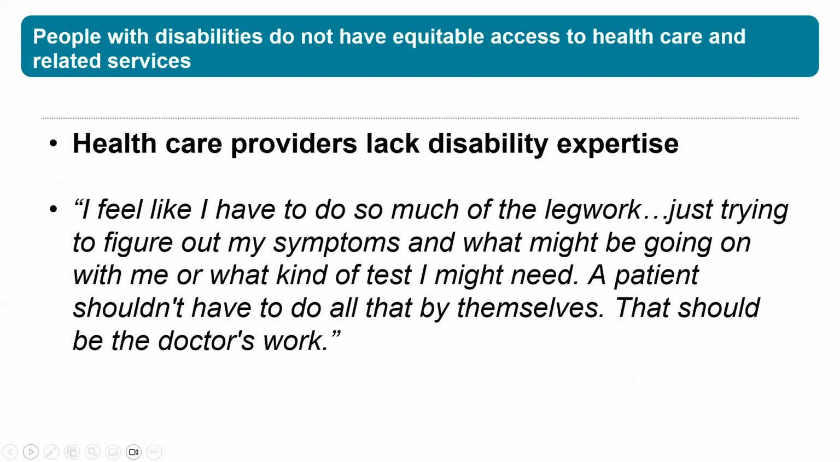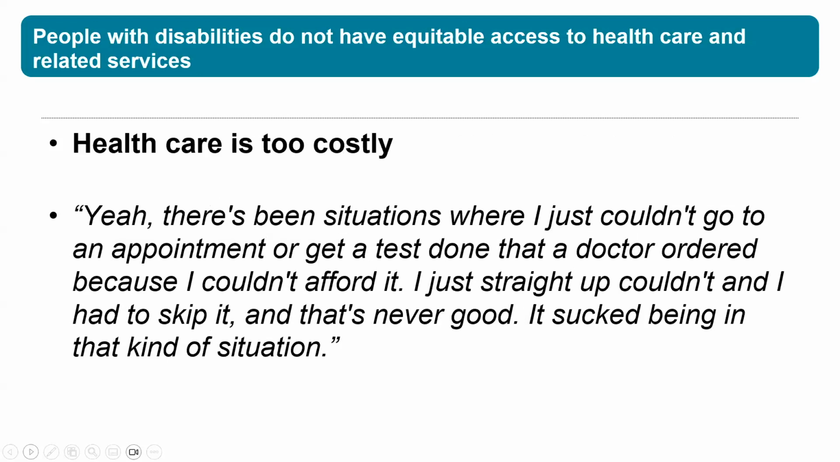With healthcare providers lacking disability expertise, this participant felt like, "I have to do so much of the legwork just trying to figure out my symptoms and what might be going on with me or what kind of test I might need. A patient shouldn't have to do all that by themselves. That should be the doctor's work." Participants also said that healthcare is too costly. This participant said, "There's been situations where I just couldn't go to an appointment or get a test done that a doctor ordered because I couldn't afford it. I just straight up couldn't, and I had to skip it, and that's never good. It sucked being in that kind of situation."